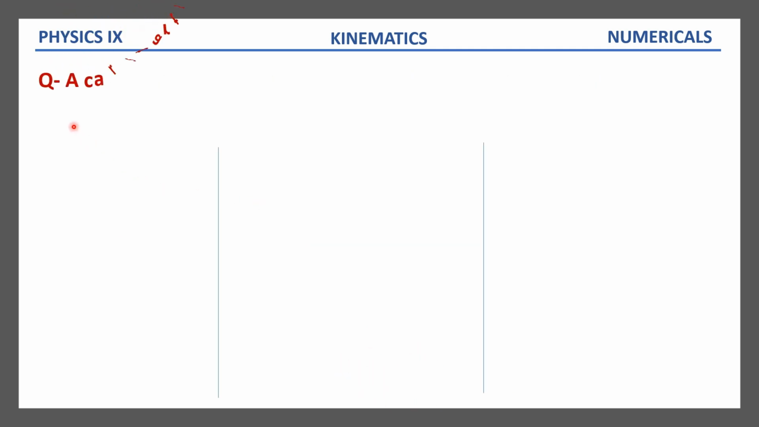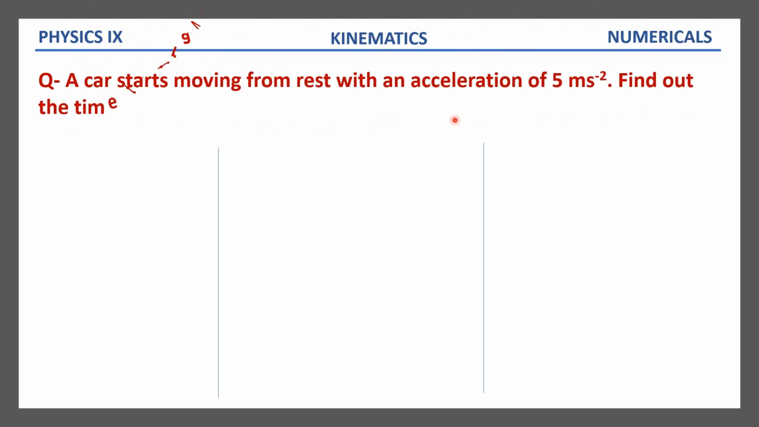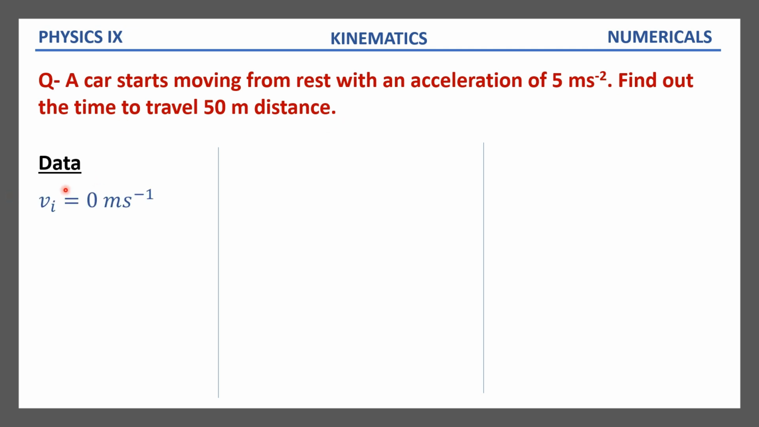A car starts from rest with an acceleration of 5 meters per second square. Find out the time to travel 50 meters distance. Let's make data. As the car starts from rest, its initial velocity is 0. And it accelerates at a rate of 5 meters per second square. And the distance traveled is 50 meters. We have to find the time that is required to travel the distance.